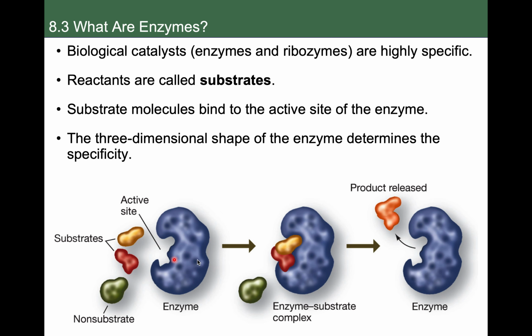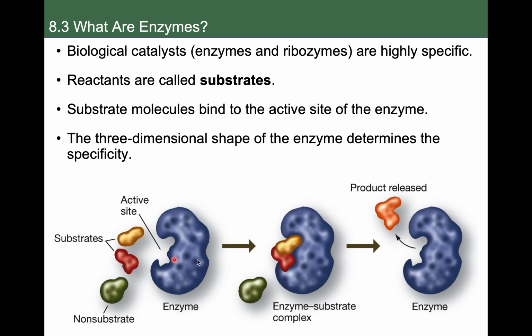And just to take this back to some of our discussions in earlier chapters, the shape of the enzyme and the shape of the substrates is really critical for this reaction to happen. So, if we were to change the shape of the enzyme in some way, change the shape of that active site, it would no longer be capable of binding to these substrates.